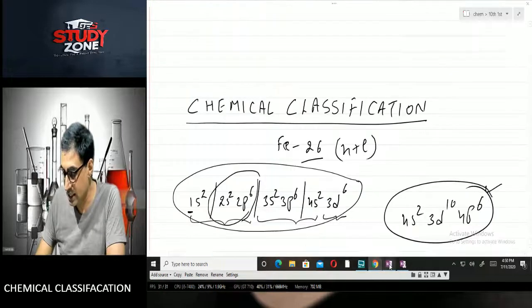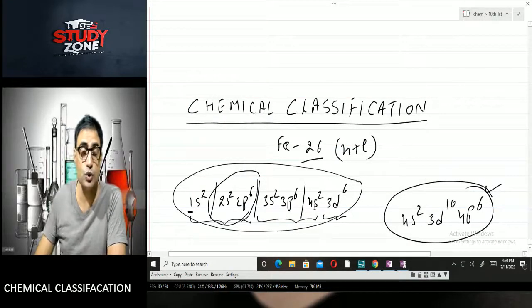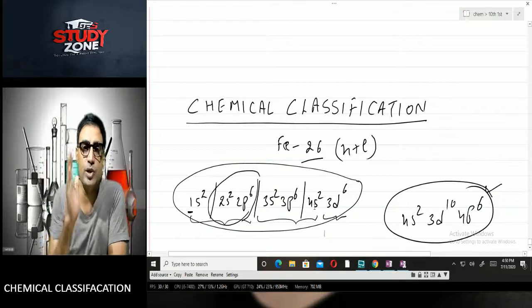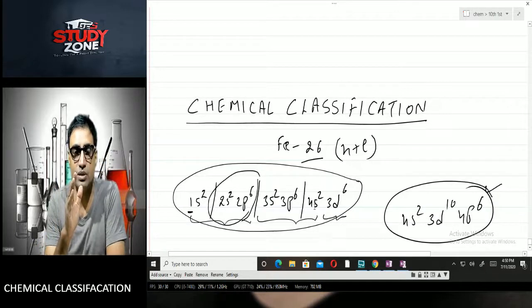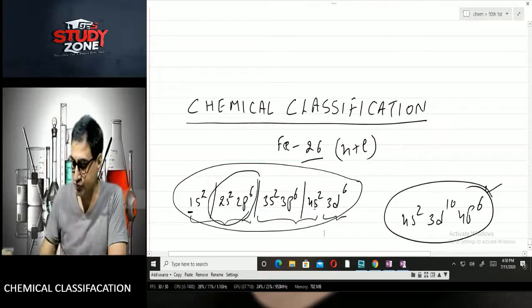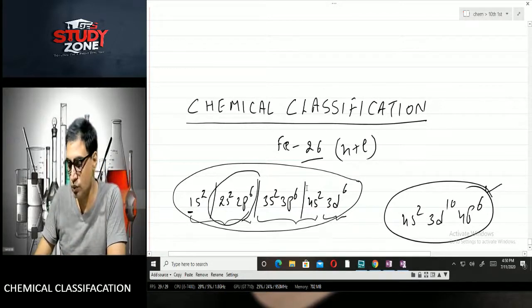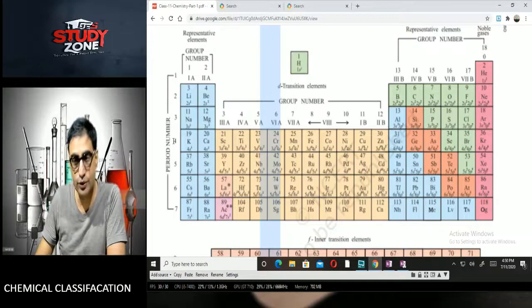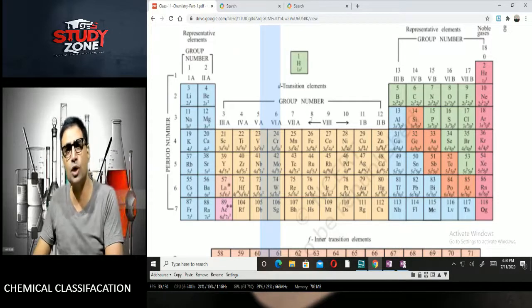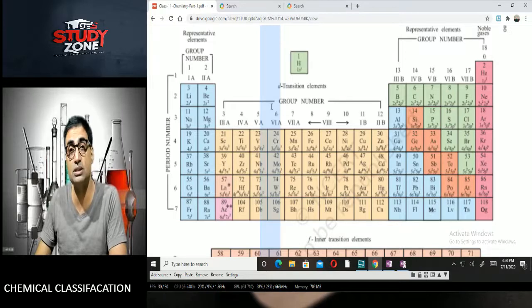If I talk about iron, the electronic configuration of iron is 4s2, 3d6. Whatever the principal quantum number of the last S is, the element will be located in that particular period. So iron will be present in the fourth period. And which group? That is the total number of electrons, 6 plus 2, 8. So it will be in the 8th group. In this fourth period, you will see this element, iron, in the 8th group. So this is how we locate an element, and this is how the modern periodic table is made.